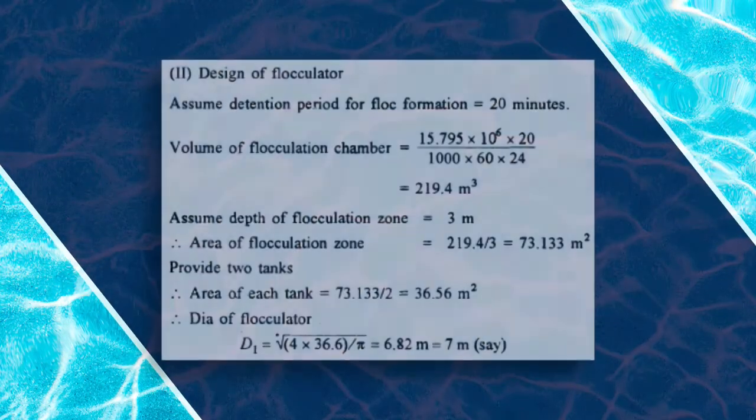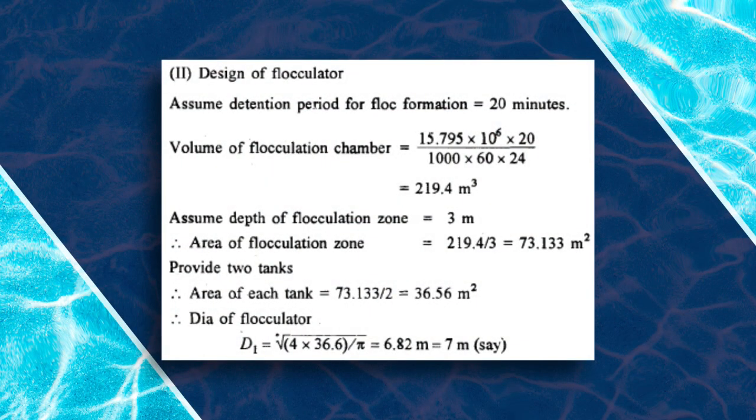Design of the flocculator. Assume detention period for floc formation is equal to 20 minutes. Volume of flocculation chamber is equal to 15.795 × 10^6 × 20 divided by 1000 × 60 × 24, which is equal to 219.4 meter cube. Assume depth of flocculation zone is equal to 3 meter. So area of flocculation zone is equal to 219.4 divided by 3, which is 73.133 meter square. Provide two tanks. So area of each tank is equal to 73.133 divided by 2, which is 36.56 meter square. So diameter of the flocculator, d1, is equal to 6.82 meter, or approximately 7 meter.